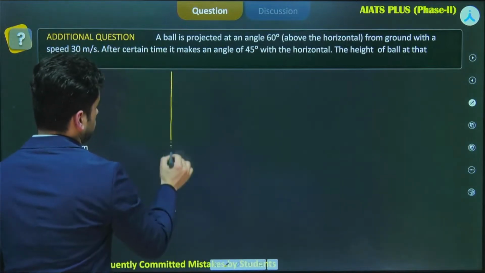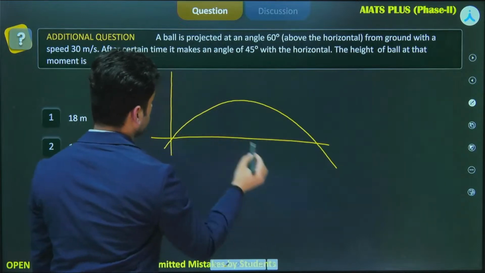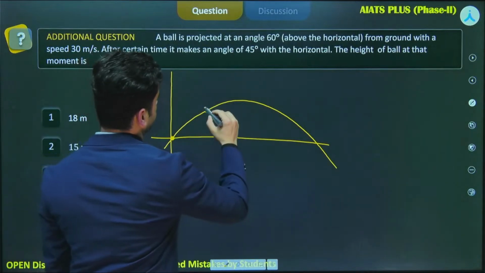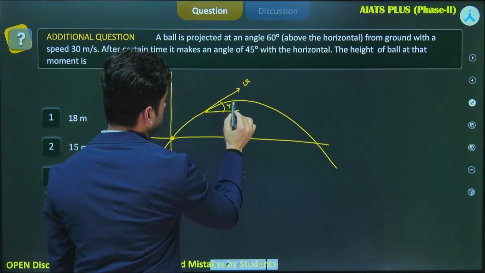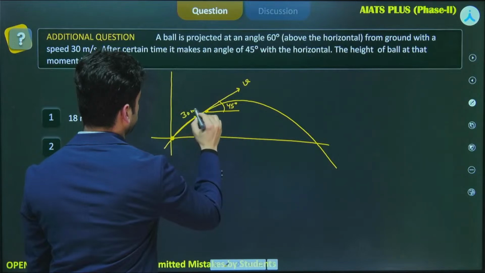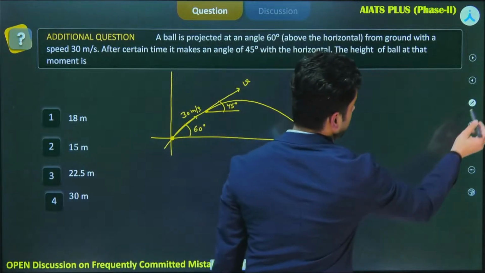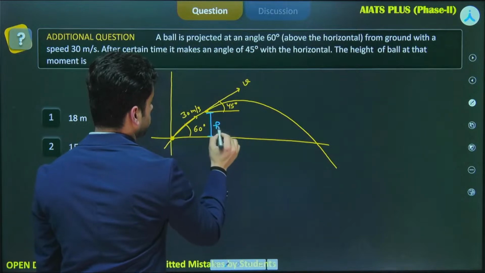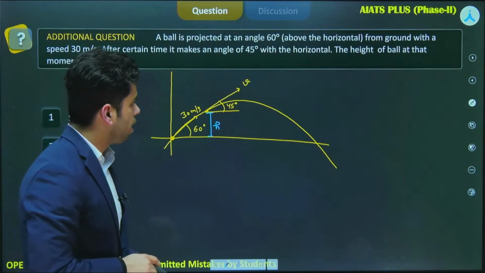So here is the problem right in front of you. This is the projectile motion. This is the initial point of projection, and this is the point at which it makes an angle of 45 degree with the horizontal, this is V, right? And this is the 30 meter per second. It is making an angle 60 degree with the horizontal. So you basically need to calculate this height h. Okay, anyone can comment the answer if you are getting the answer. Till then, I'll try to solve the problem.